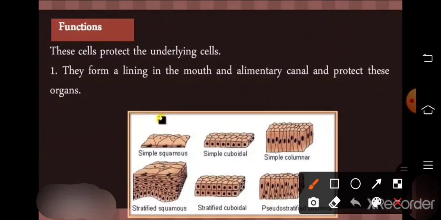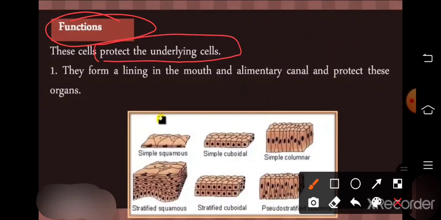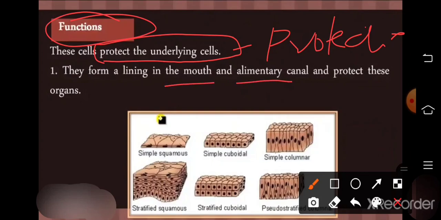Now functions. What is the function of epithelial tissue? Dear students, these cells protect the underlying cells. The function is protecting. They form a lining in the mouth and alimentary canal and protect these organs.